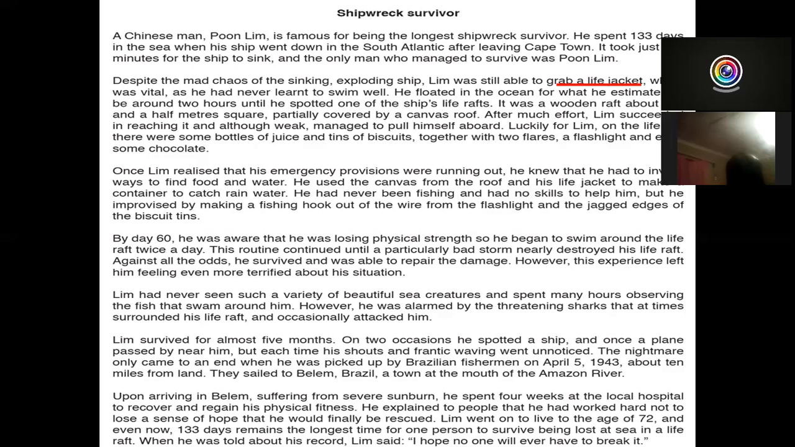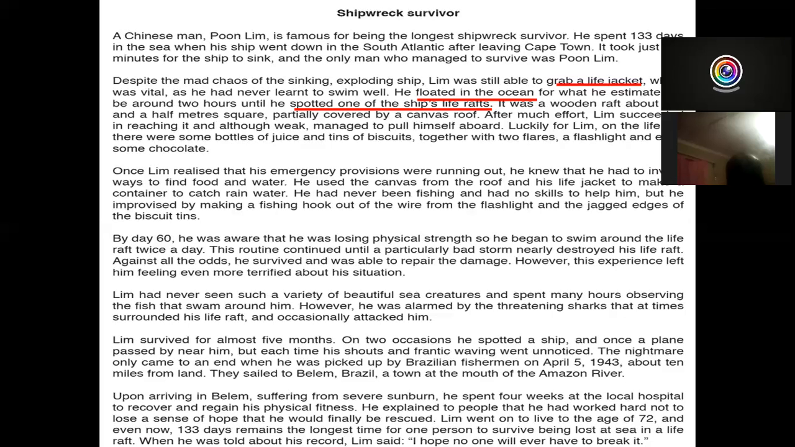He floated in the ocean for what he estimated to be around 2 hours until he spotted one of the ship's life rafts. So there you can see also there are other points on how he managed to survive. Number one, he floated in the ocean. That's how he survived. So the floating part becomes part of our summary. Secondly, he spotted one of the ship's life rafts. So it becomes another way he managed to survive in the ocean.